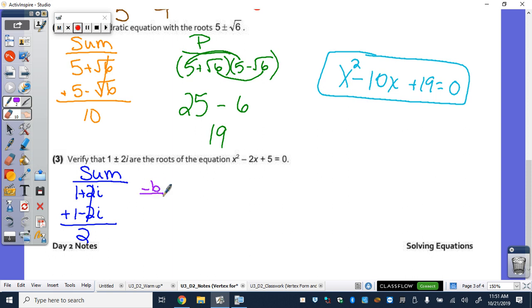But then I'm going to look at the equation and use our little formula from up above. Sum is negative b over a. So what is our b value from the equation? Negative 2, so that turns into positive 2. A would be a 1, so it ends up being 2 over 1. Is that the same as 2? Yeah, so far so good.